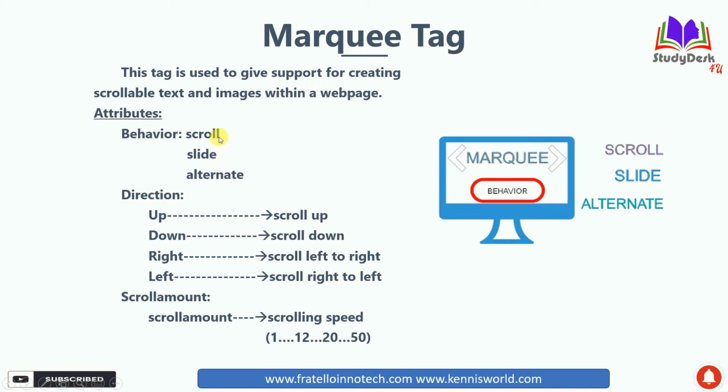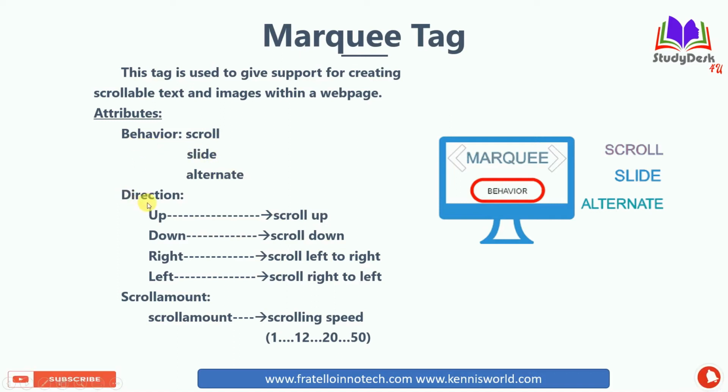The first one, scroll, is the default behavior, and in this the text scrolls across the screen like a stock ticker. That is, the text starts from one side and scrolls completely to the opposite end and starts again. And the next one is slide. In this, the text moves from one end to the other end, and once the text reaches the other end, it stops scrolling. And the next one is alternate. In this, the text starts from one end and on reaching the opposite side, it moves in the opposite direction. So all these three are attribute values for this behavior attribute.